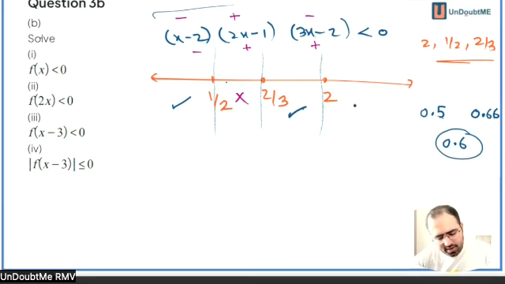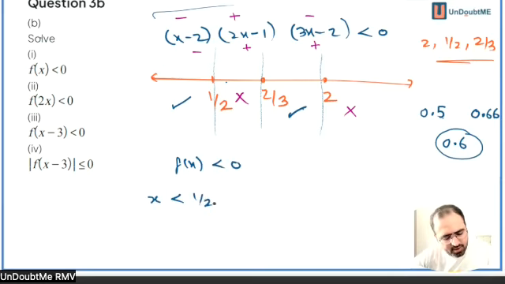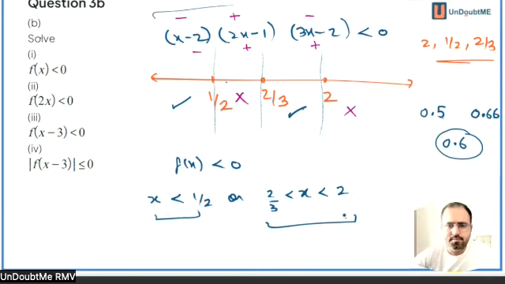So overall, I got the answer. My answer will be: fx is less than 0 for x less than 1 by 2, or x between 2 by 3 to 2. That will be the answer. Now in overall working, if there is any question, you can ask.